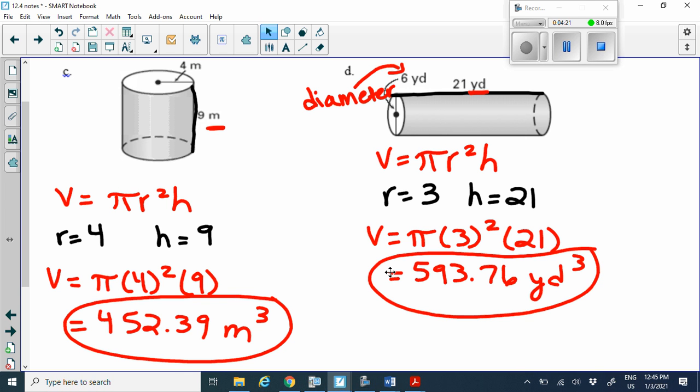Okay, make sure you watch part 3. That's where we're going to either find the radius or the height.